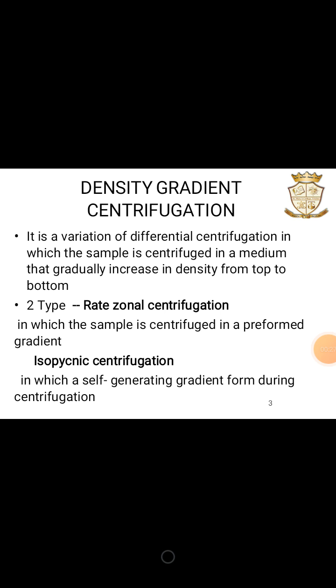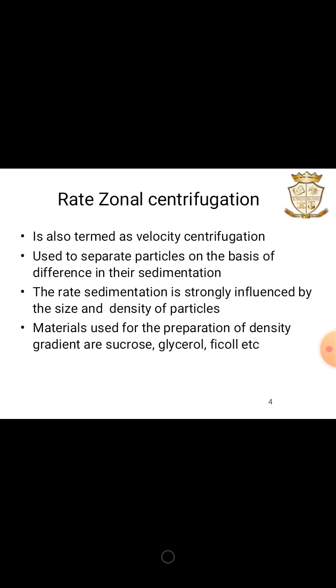Density gradient centrifugation is a variation of differential centrifugation in which the sample is centrifuged in a medium that gradually increases in density from top to bottom. There are two types: rate zonal centrifugation and isopycnic centrifugation. In rate zonal centrifugation, the sample is centrifuged in a preformed gradient. In isopycnic centrifugation, a self-generating gradient is formed during the centrifugation.